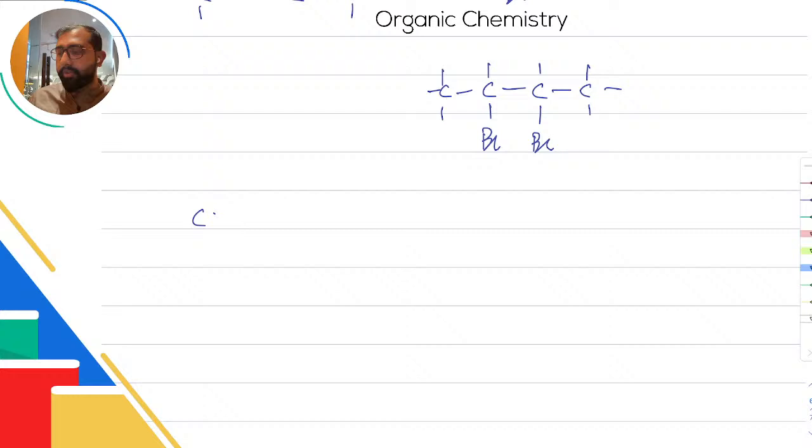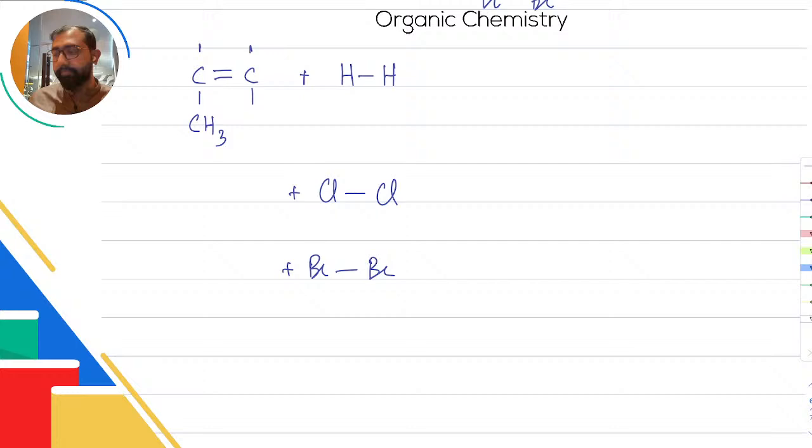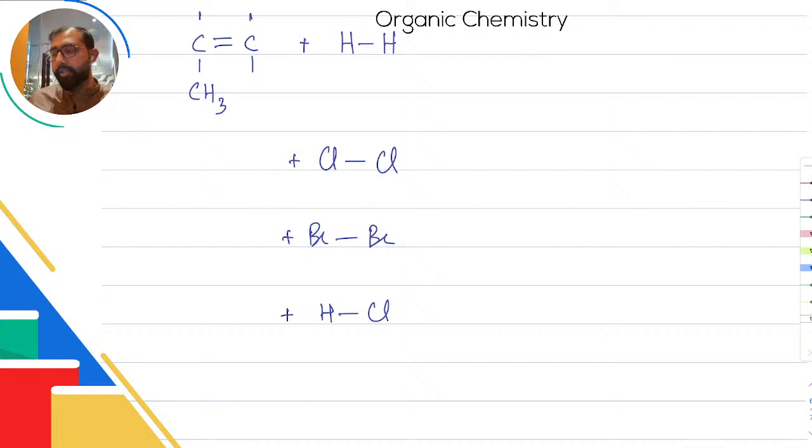Okay, so I have this compound. I want you to add hydrogen to it, then chlorine to it, then bromine to it, then HCl to it, and then FCl to it. Go on, do it. Same thing. Add these things. Go on, complete this equation.